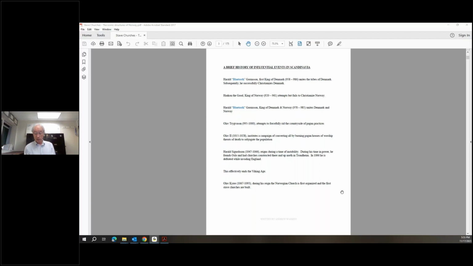Last guy we're going to talk about here is Olav Kyrre. During his reign, the Norwegian church is first established and organized, and the first stave churches are built. Okay, so moving on from there.